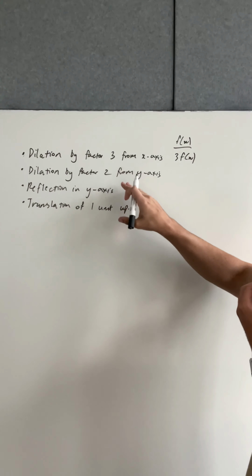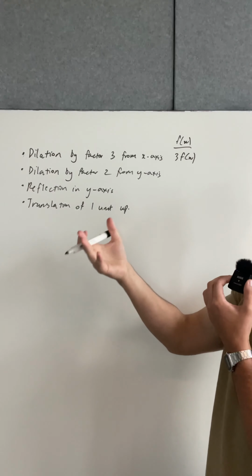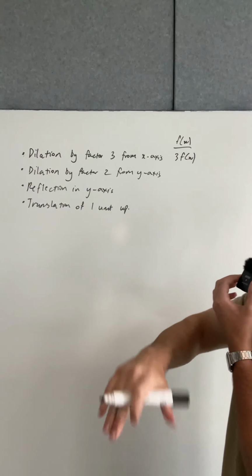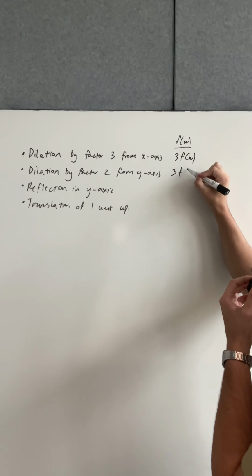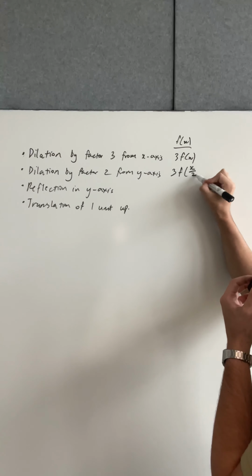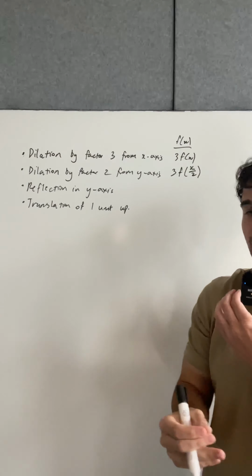So a dilation from the y-axis divides the x value by our factor. So what it means is that we're going to keep 3 f of x, but then it's going to become 3 f of x over 2. And again, this is read from the table.